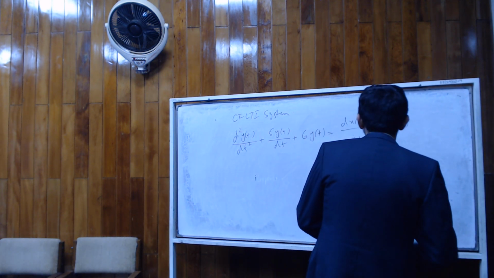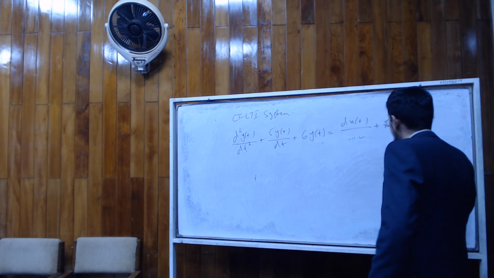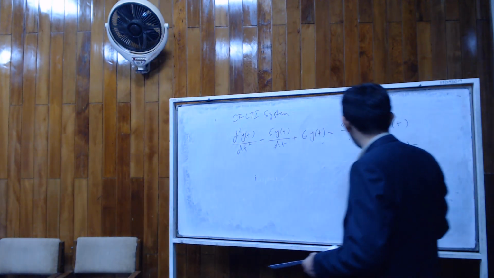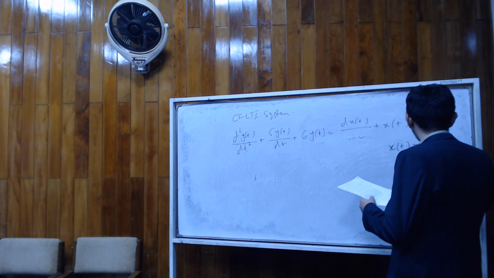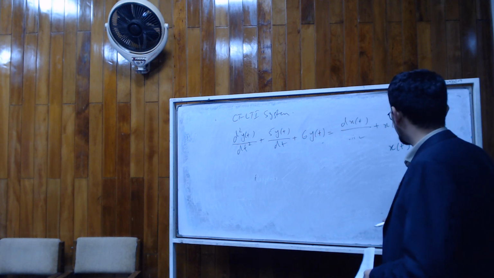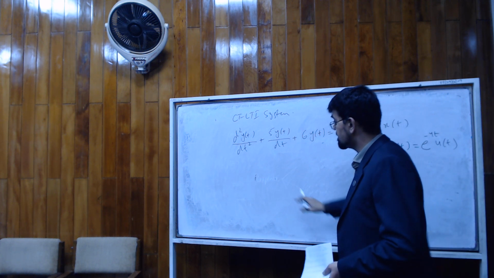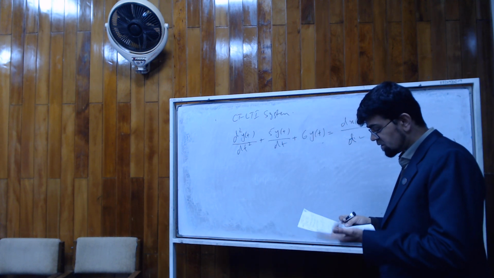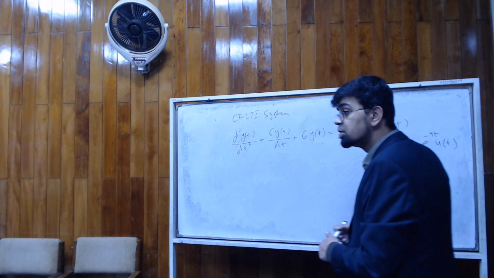So let's say that the input, of course I have to tell you the input to get the output. Let's say the input given to this system was e^(-4t) u(t). That's the input given to this system. Now, let's start with the zero state response here. Can you find its zero state response?